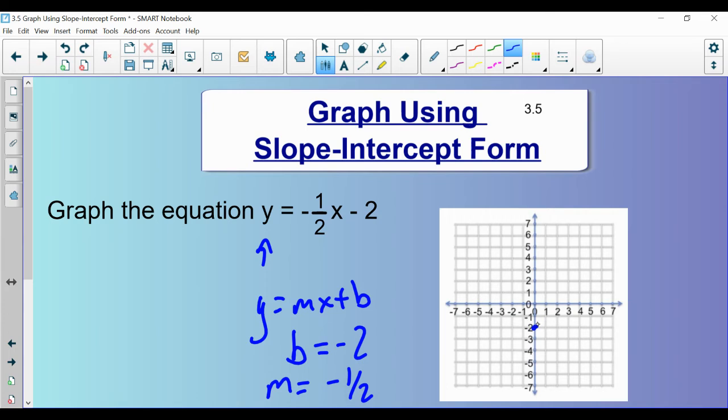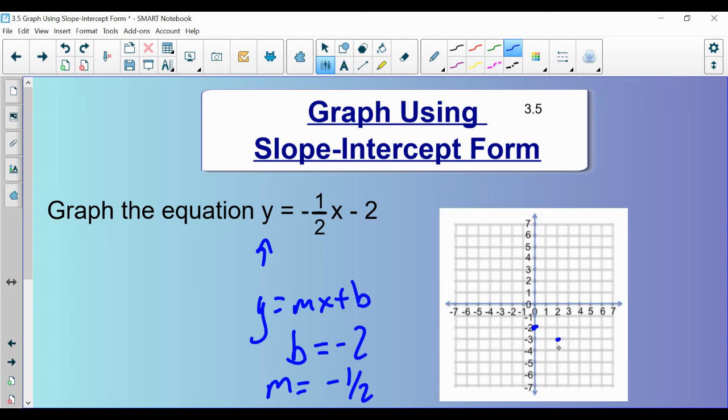And then from this point, you are going to rise -1. Rising -1 would be going down 1, right? Rising a positive number would be going up, and rising a negative number would be going down. So you are going to rise -1 and run 2. Don't go negative twice. Remember, going negative twice actually makes our line go up, makes it positive. Going down 1 and right 2, now our line, as we read it from left to right, is going down. And because we have a negative slope, we want our line to be going down.